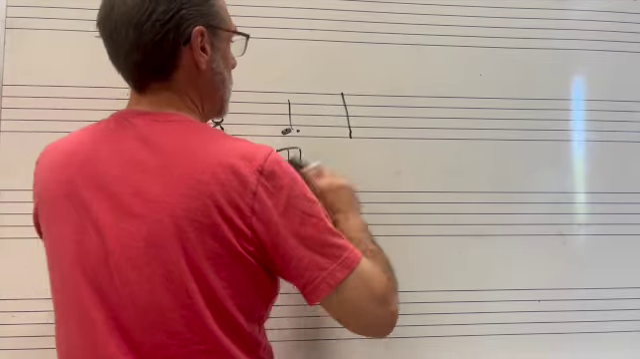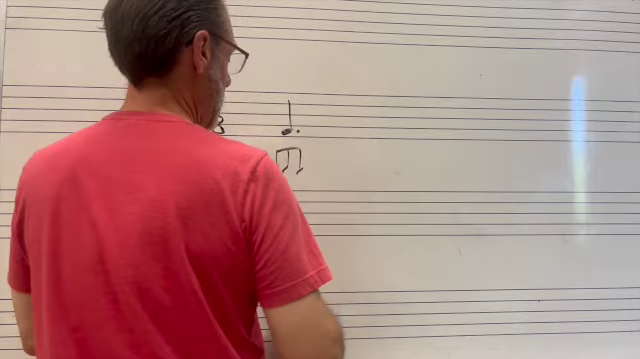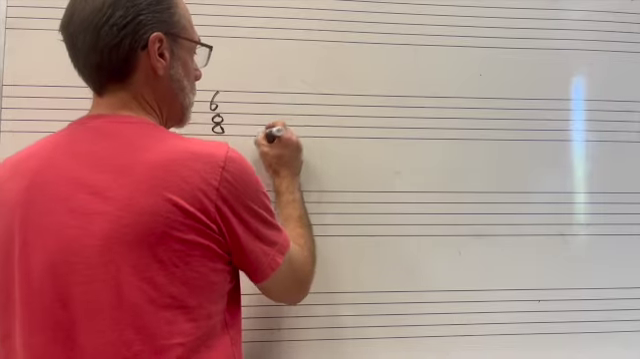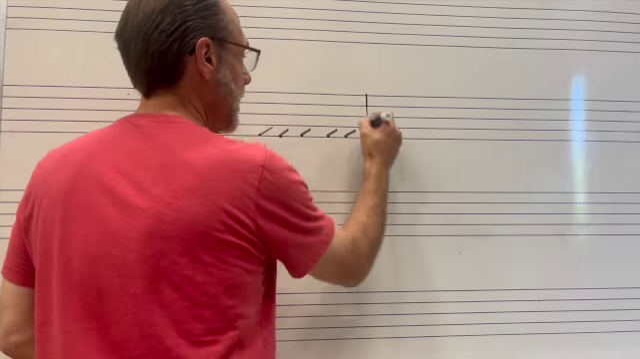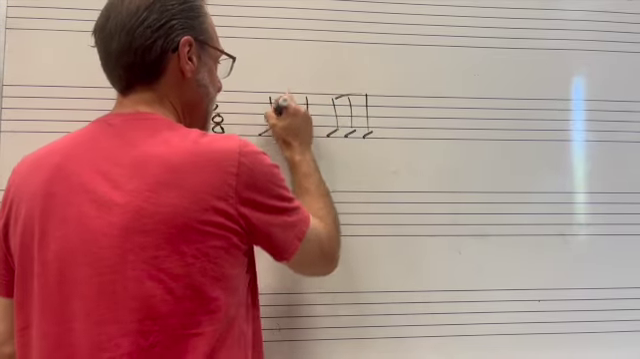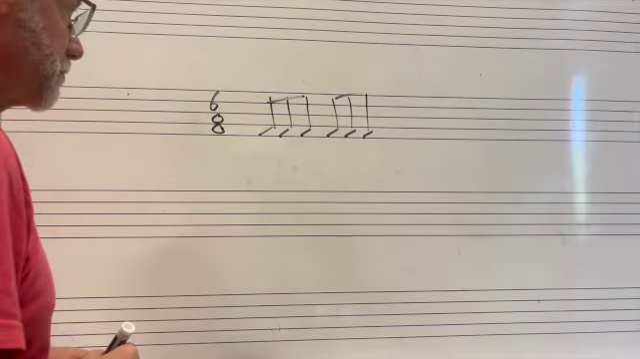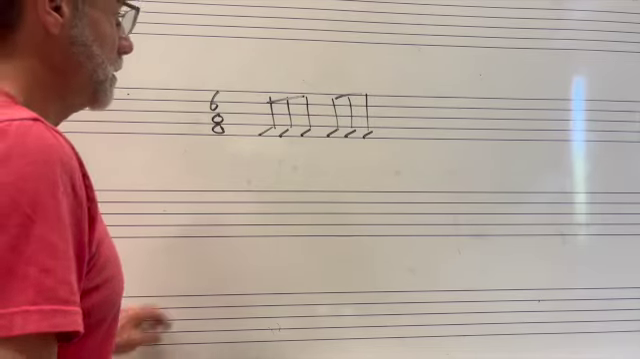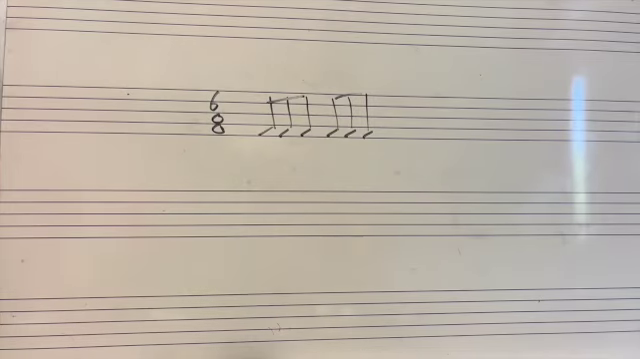Now we have, it'd look like this possibly. 1, 2, 3, 4, 5, 6. It does mean that there are 6 eighth notes per measure in 6/8, okay? Compound time. Now notice what the beam looks like in this meter.